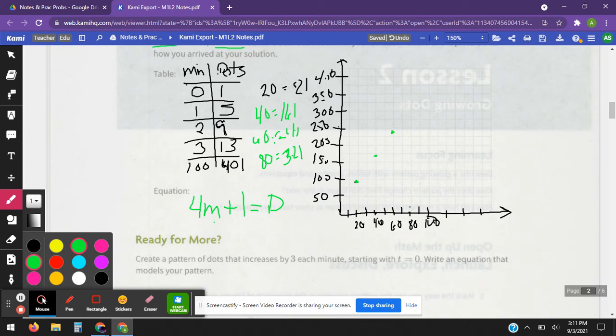321. So that's just under the line right there. All right. And so I'm going to go ahead and connect these because we know there's a whole bunch in between there that we are missing. Oh, and the 100 was 401. Perfect, right there. Okay.